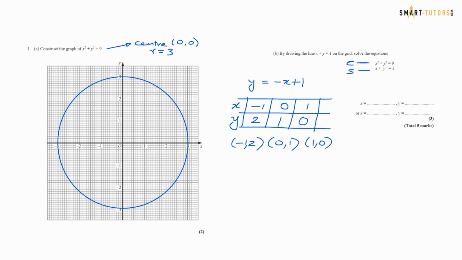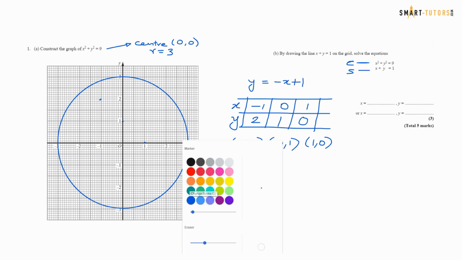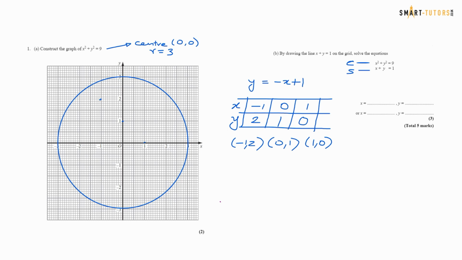I'm going to plot the point (minus 1, 2), which is roughly here, then (0, 1) and (1, 0). Then I'm going to draw the line in a different color, going through the 3 points. My graph is not that accurate, but this is the way to do it.